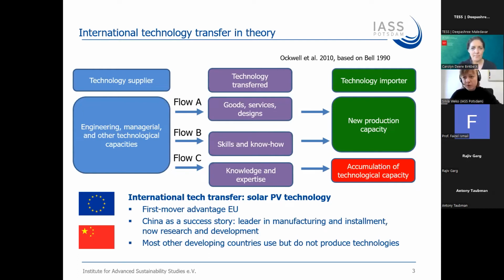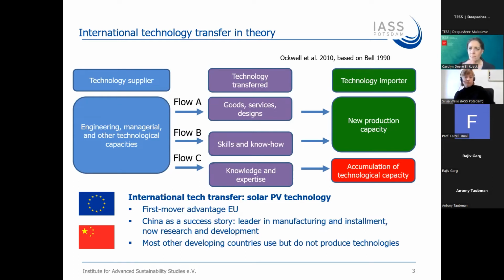for example, I mostly look at energy value chains, but for other technologies as well, we kind of see similar patterns, that there's this first mover advantage, in this case from the EU. China is usually a big success story in the literature. It has become a leader in manufacturing technologies and installing technologies, but also in research and development, which is this crucial and very high value segment of value chains. And many other developing countries use technologies, but don't necessarily produce them, don't necessarily have the tech transfer.